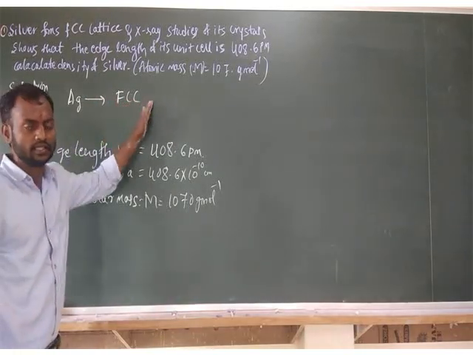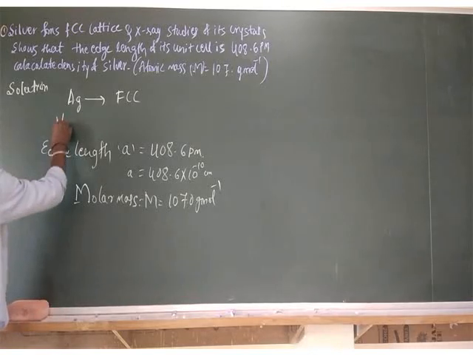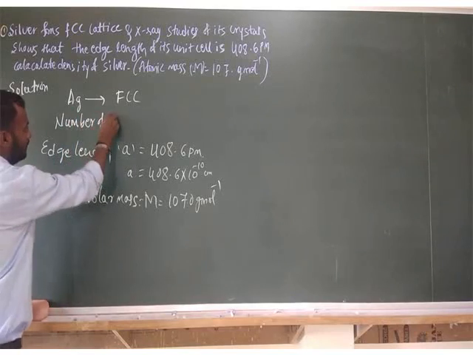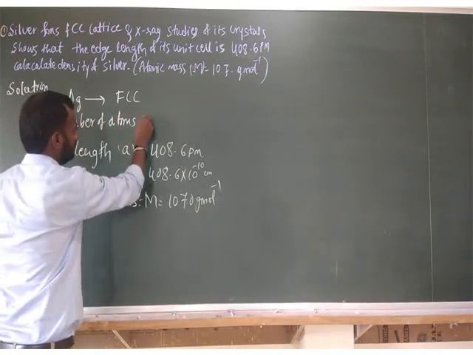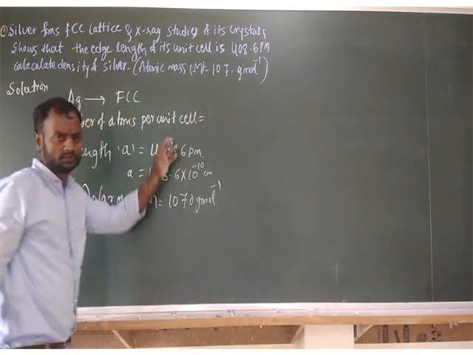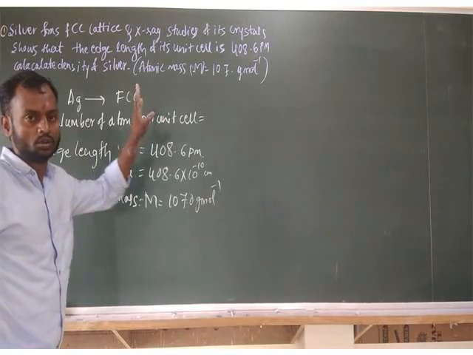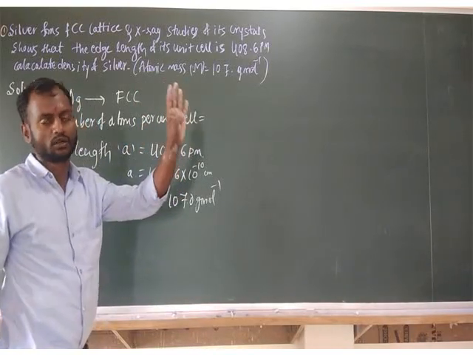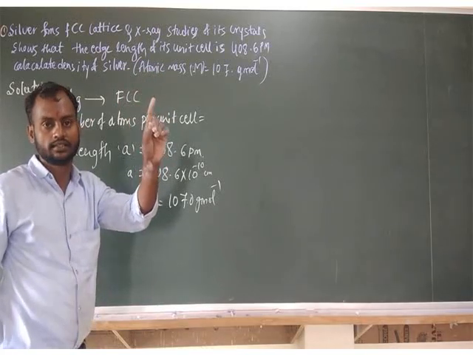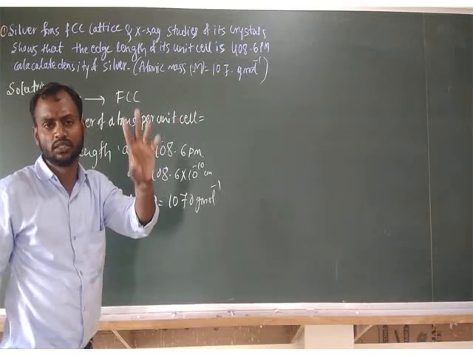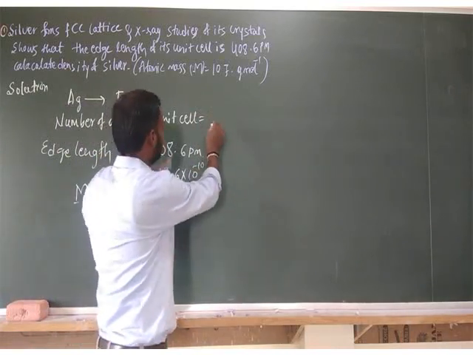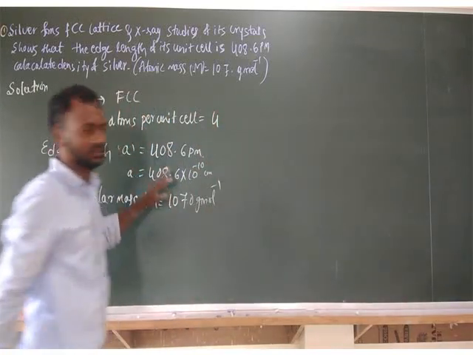Silver forms an FCC crystal lattice. In FCC, how many atoms are there per unit cell? There are 8 corner points, each with a contribution of 1 by 8, giving 1 particle, plus 6 face centers, each with a contribution of 1 by 2, giving 3. 1 plus 3 is 4. So the number of atoms per unit cell in FCC is 4 atoms.